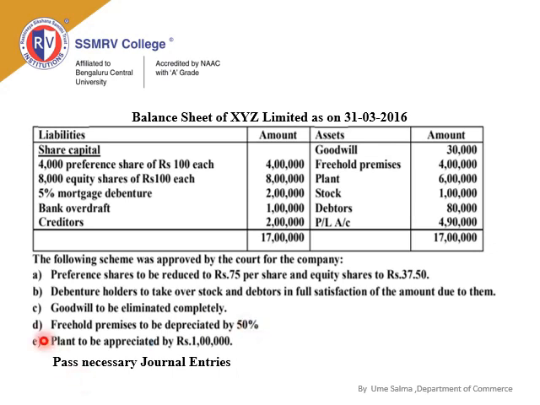The next is that plant is to be appreciated by rupees 1 lakh. Plant and machinery is given as 6 lakh in your balance sheet, and they are asking to increase it. Appreciation is nothing but increasing the amount, which is taken into account for 1 lakh in passing the journal entries, and later this will be taken into consideration as capital reduction. Now let us pass the necessary journal entries for this problem. We have understood the adjustments by seeing the balance sheet of the company.